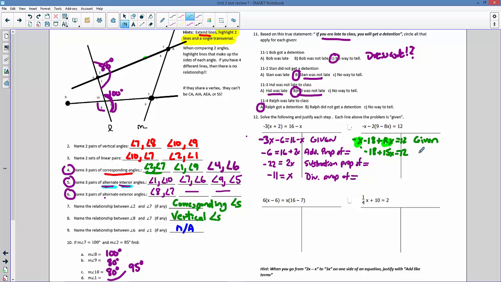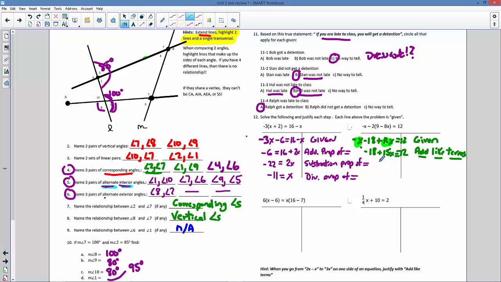And what we did is we added like terms. So you can just say the word simplify, or I like to put add like terms. It's actually added, but I'm going to run out of space here. You can certainly put add like terms. That's fine. Okay, so that's kind of a new one. It's not really a property. It's just something we do in algebra. But we didn't do it to both sides, so you don't want to be saying addition property of equality or subtraction property of equality.